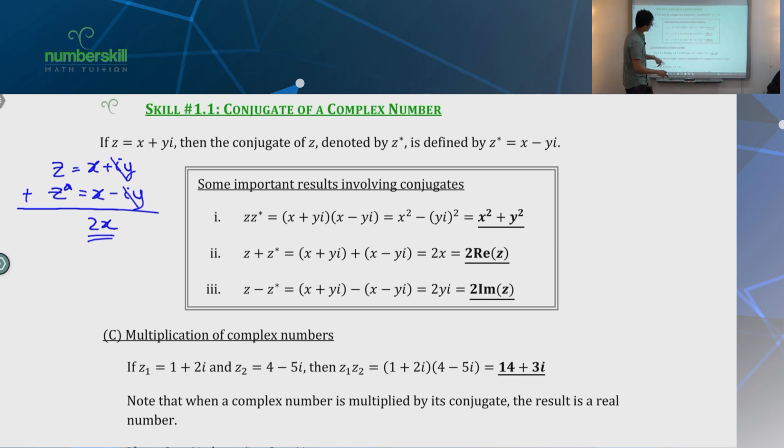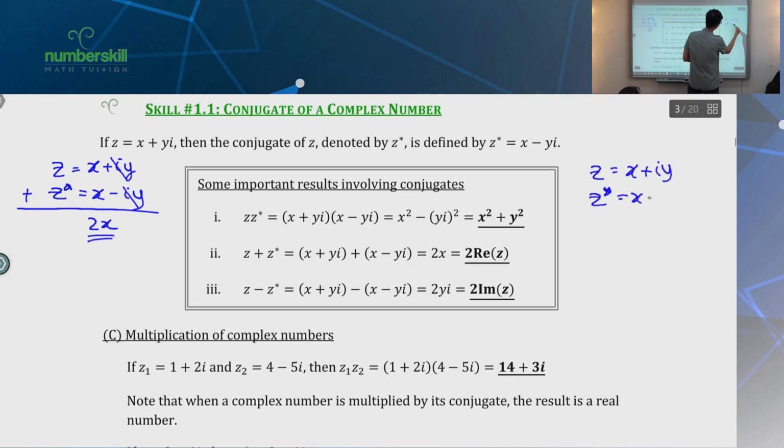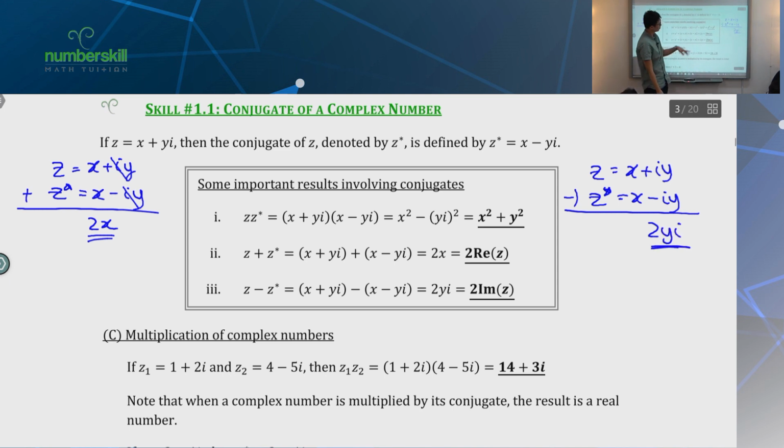Now, the same thing for subtraction. If z equals x plus iy, z star will be x minus iy. If you subtract them, x and x cancel with each other, and this becomes 2iy. So z minus z star is 2 times the imaginary part of z, times i. So far so good? Like I said, these are important results. We probably will not be using these too much today, but we will be coming back to this box in the near future, because conjugate is a very important idea in complex numbers. We'll be using it later.